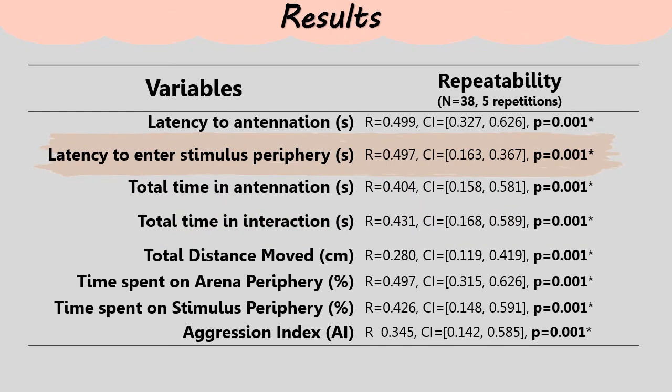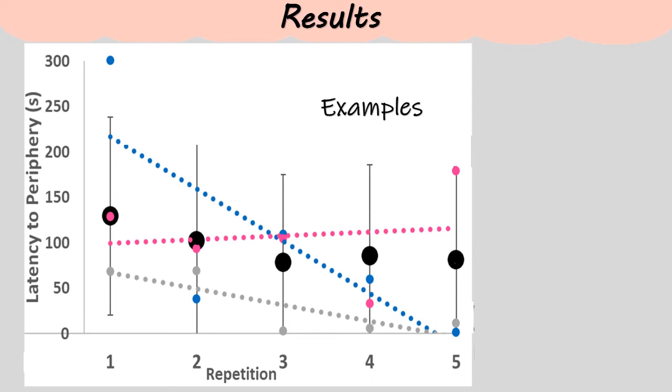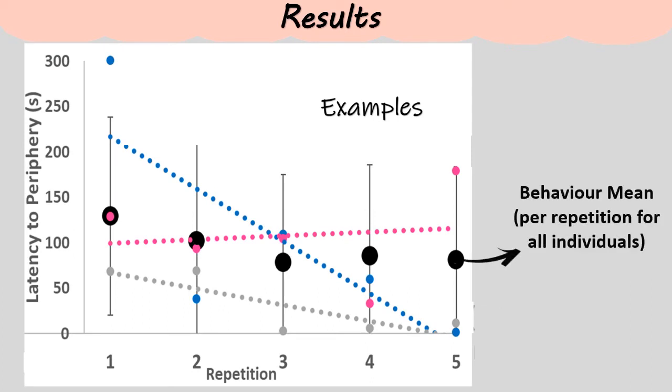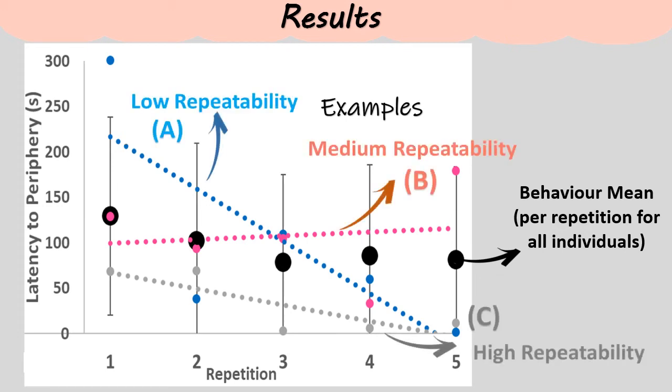Latency to enter stimulus periphery was also repeatable, with no effect of trial number on this variable. Here, the mean latency for each trial is represented with a black dot. This suggests that no learning or sensitization effect affected the time it took for individuals to approach the stimulus throughout time. Here, we demonstrate a graphic representation of what we refer to as individuals: low, blue dots with blue tendency lines; median, pink dots with pink tendency lines; and high repeatability, gray dots with gray tendency lines.